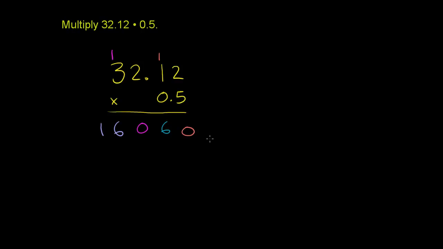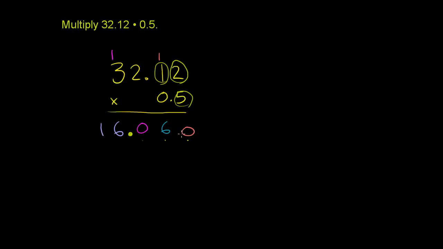But now we want to care about the decimals. We just have to count the total number of spaces or places we have behind the decimal points in the two numbers we're multiplying. So we have 1, 2, 3 spaces, or 3 numbers to the right of the decimals in the two numbers that we're multiplying. So we need that many numbers to the right of the decimal in our answer. So we go 1, 2, 3, put the decimal right over there. So 32.12 times 0.5 is 16.060.